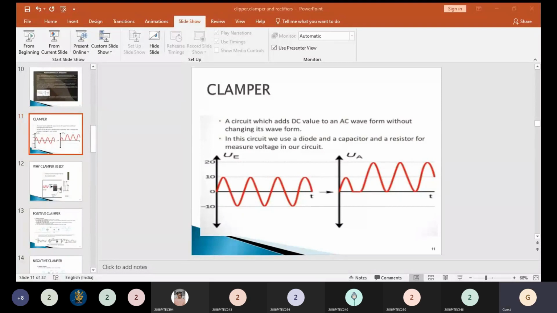Moving on to the next question. For this type of question, you should know the basic formulas of rectifiers. Without knowing these formulas, it is not possible to solve these questions. So you should memorize and understand the formula for the corresponding topic.